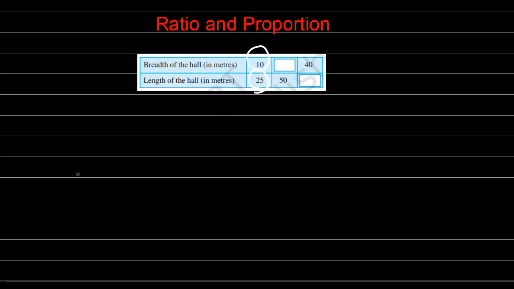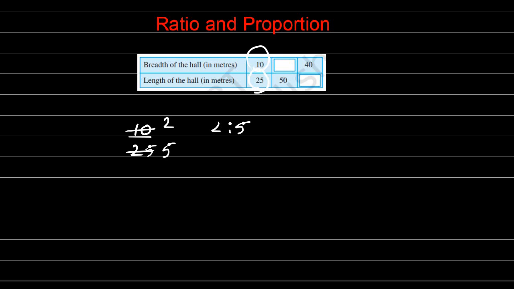Right? So they haven't asked the question here, but I can ask, what is the proportion? What is the ratio of their breadth and length? So it is 10 by 25. So simplify it. 5 times 2 is 10, 5 times 5 is 25. So breadth and length of the hall are in the ratio of 2:5. Right? Simple. Okay. So now let's find out the missing numbers. We need to find out the missing numbers.